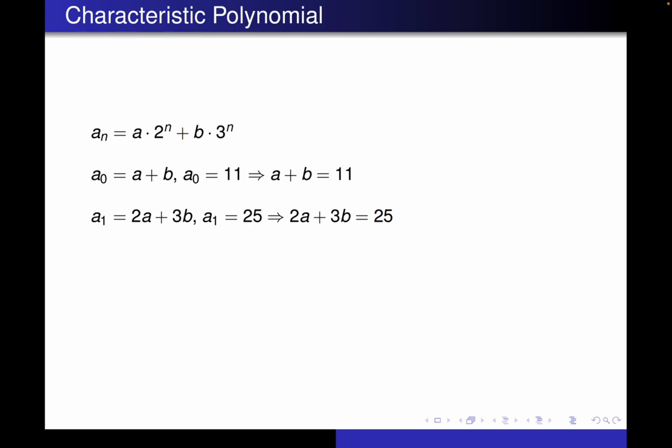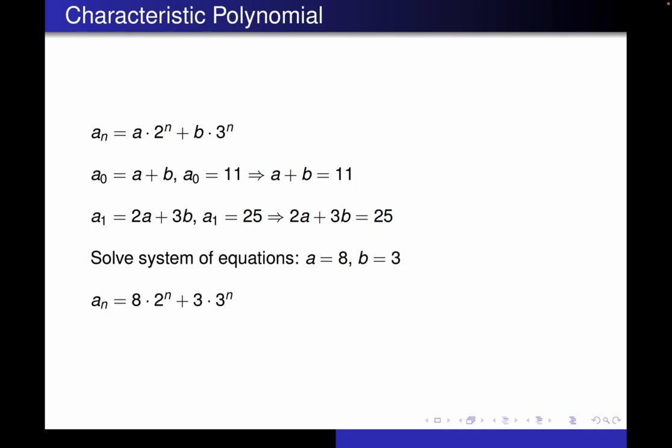Now, I'm not going to do the algebra to solve this system of equations. You have the algebra tools to do that. But if you were to do that, then you'd get a equals 8 and b equals 3. You can try that to see how it works. And since our a sub n is equal to a times 2 to the n plus b times 3 to the n, we just plug in a equals 8, b equals 3, and we get 8 times 2 to the n plus 3 times 3 to the n as our solution, as our actual sequence.